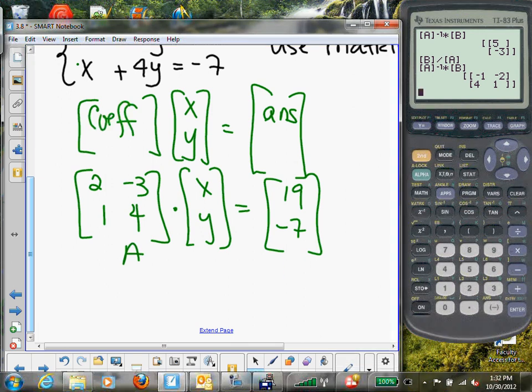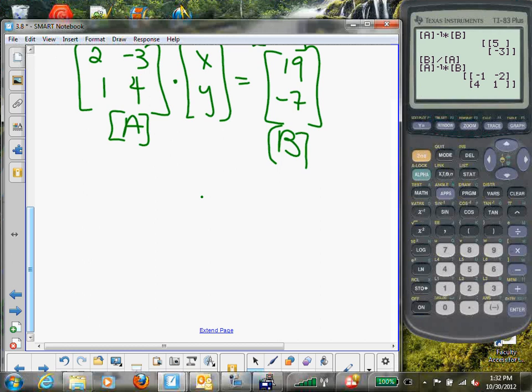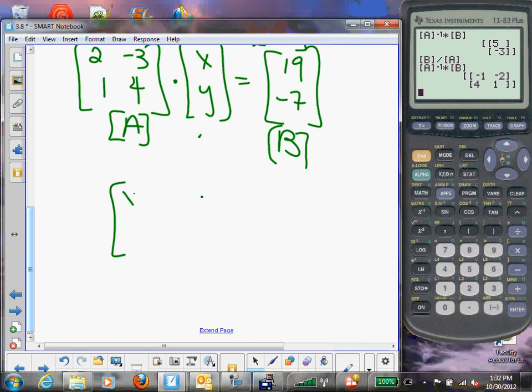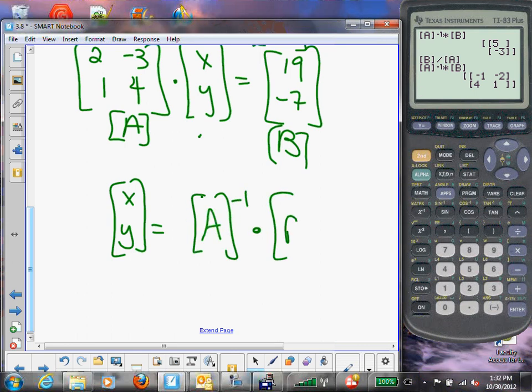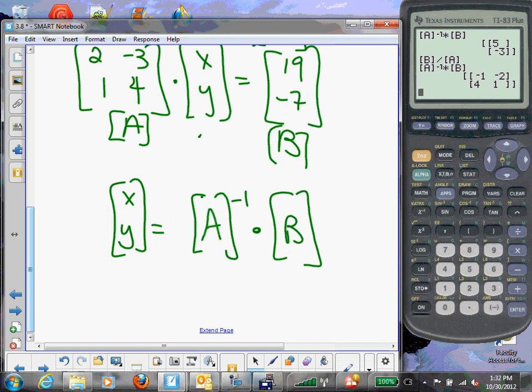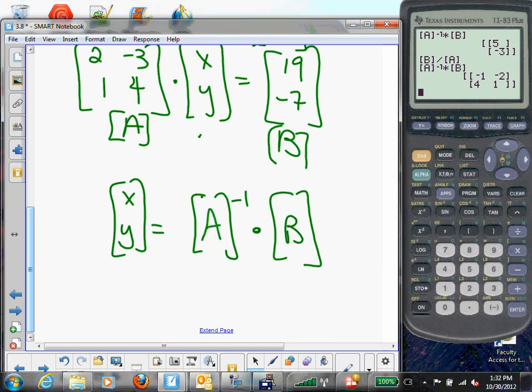This is my A. This is my B matrix. How do I solve for this? X, Y equals, what am I going to say? A inverse times B. Why is it A inverse B and not B inverse A? Because inverse comes before the other one. Do you always do the inverse of A? Yes. Well, you do the inverse of your coefficient matrix for any equation problem.